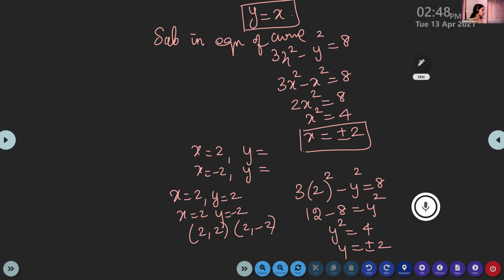Now, do the next one. When x is minus 2, what do we get? Same as plus or minus 2. So it is (minus 2, 2) and (minus 2, minus 2), isn't it? Correct, Aishwarya.